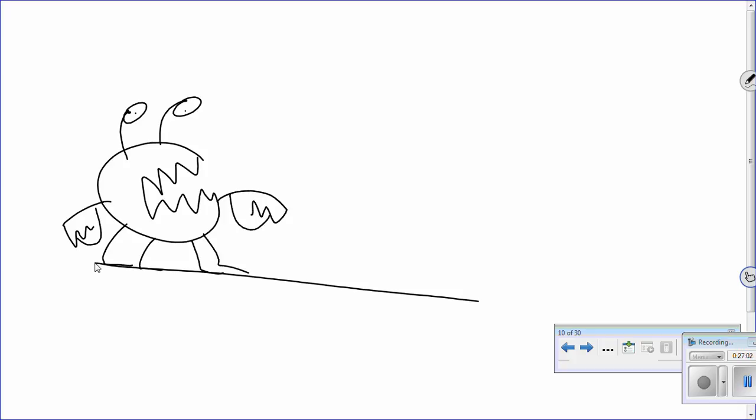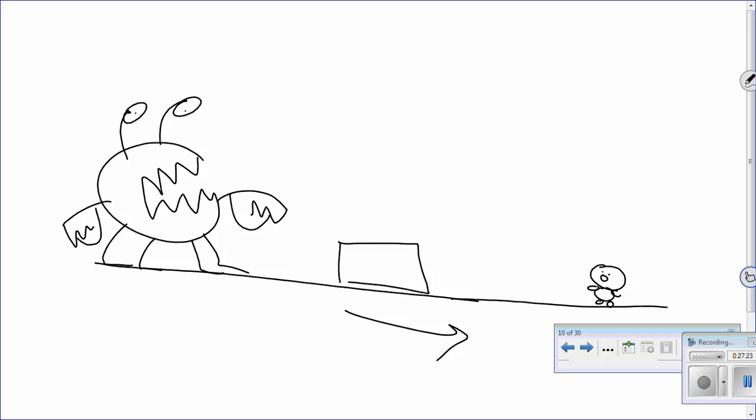Alright, so there's our giant monster, right? And this monster hates babies. Wow, holy cow, look out! Here's a baby. That's a baby, he's just hanging out, right? And the monster pushes a school bus on its side across the ground at the baby. Oh no, look out, baby!